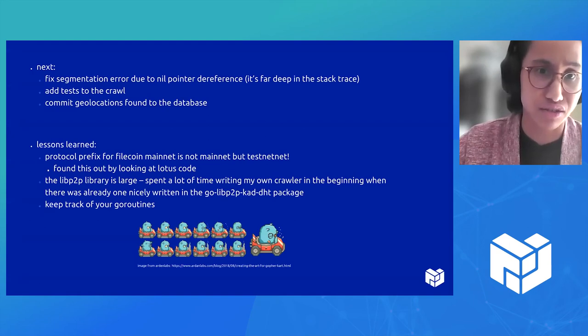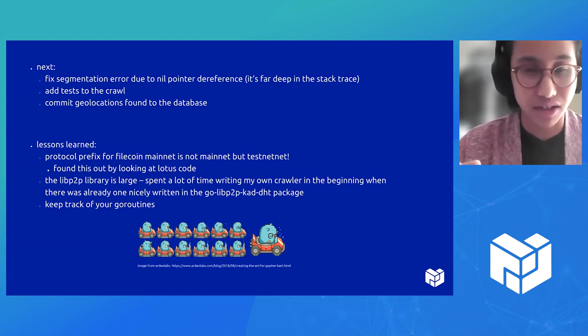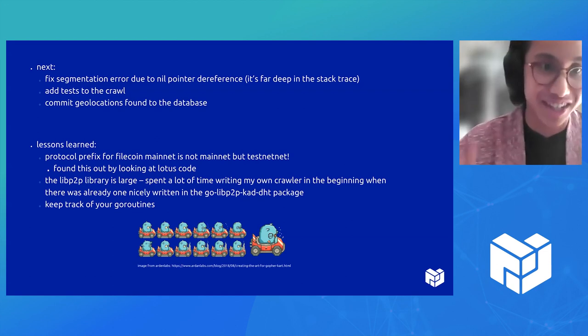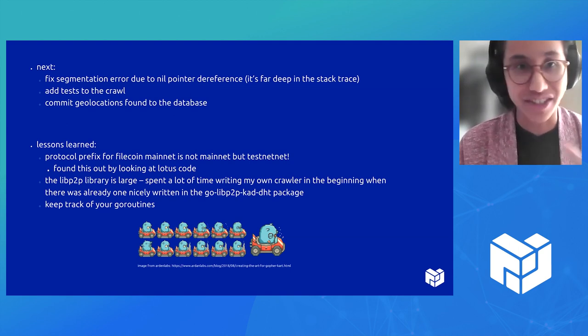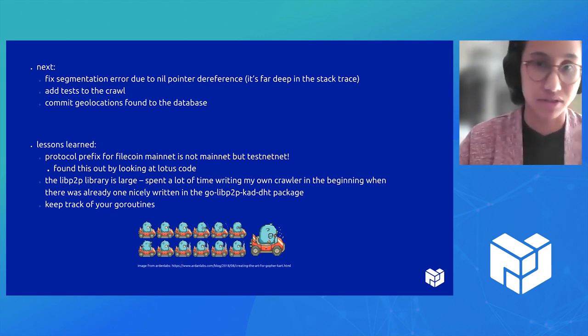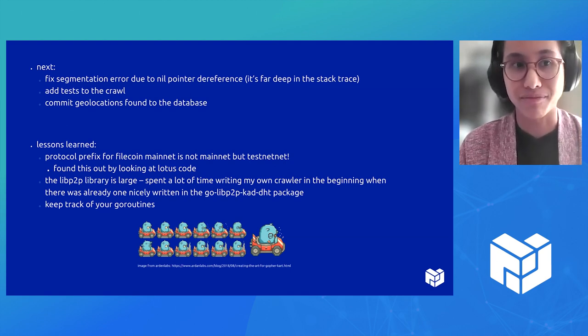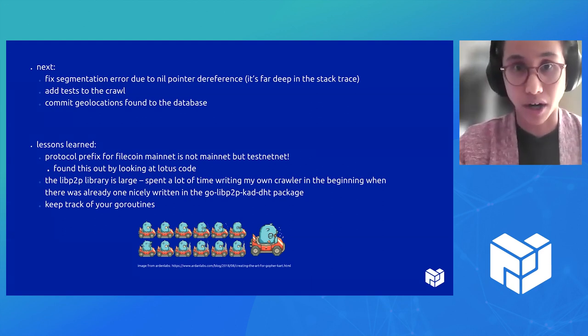Fixed segmentation error due to new pointer dereference. It's really deep in the stack trace. And so I discovered, in the lessons learned, that the library is large, and I spent a lot of time writing my own crawler actually in the beginning. And so I didn't have this fixed segmentation error. And then I discovered a few days ago that this crawler package already existed and was much better than how I wrote it, because I also learned Go during the Launchpad. After processing, it would hit the segmentation error, so it would not commit the changes to the database, even though the lookups were happening.